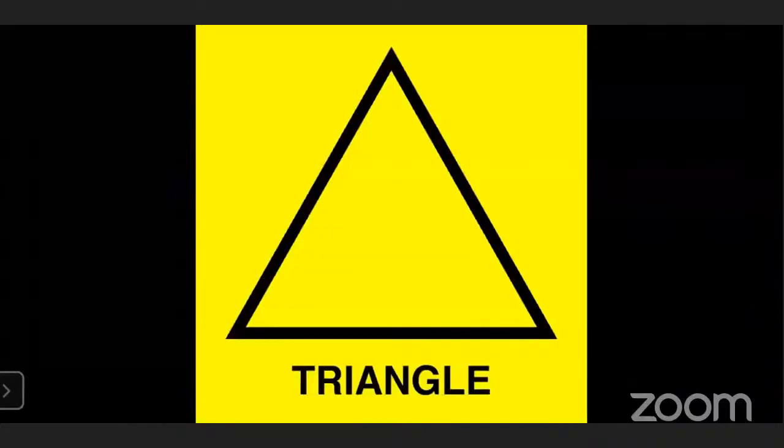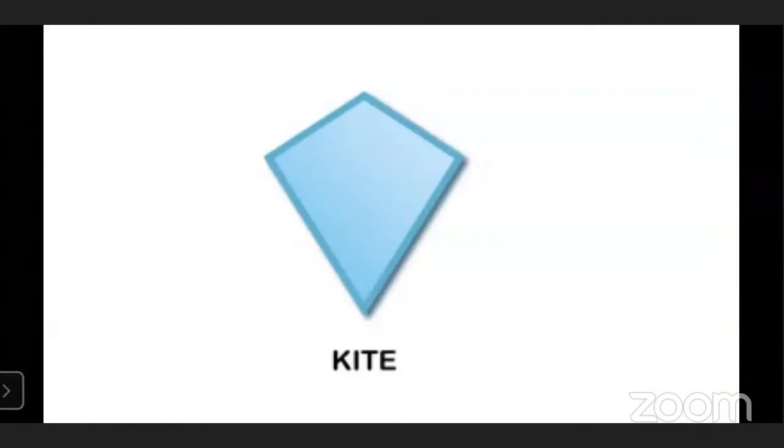So what shape is this? Triangle. Yes. T-R-I-A-N-G-L-E. Triangle. Yes. What is the shape? Kite. K-I-T-E. Kite. Oh, very good.